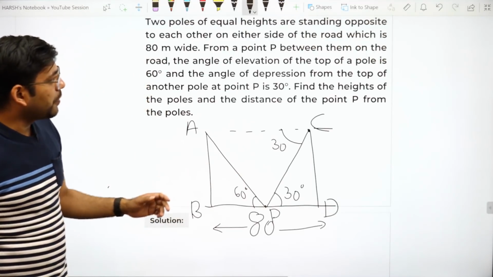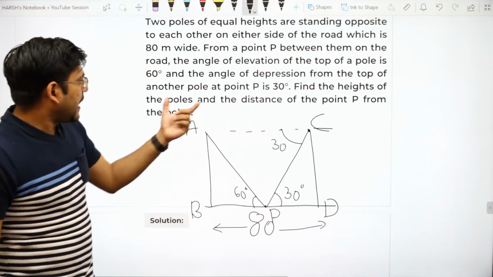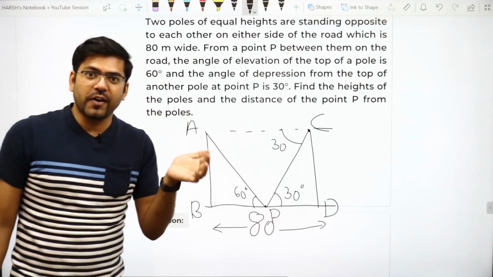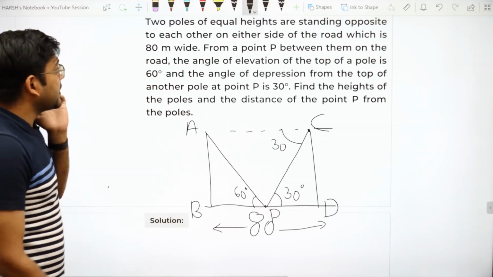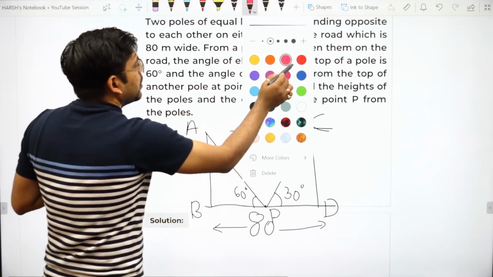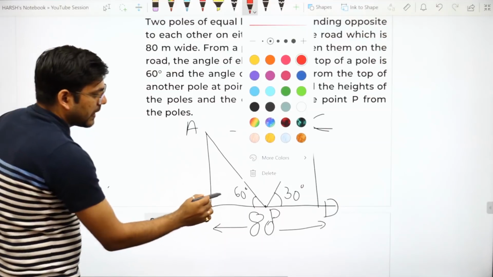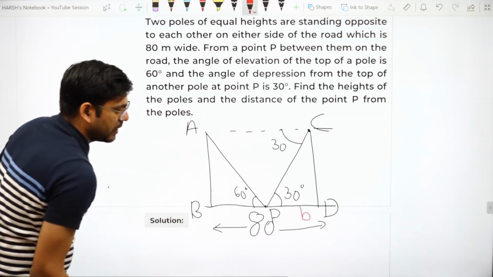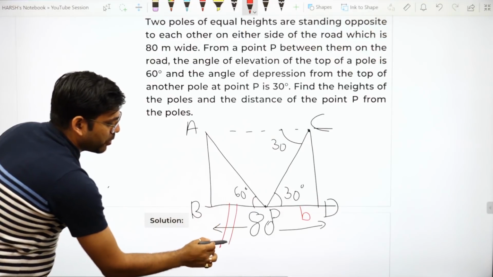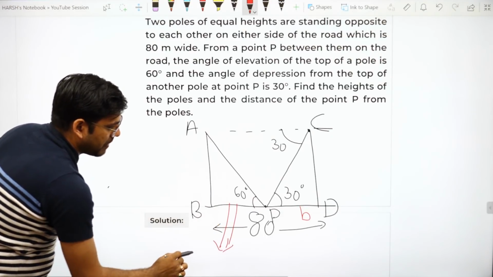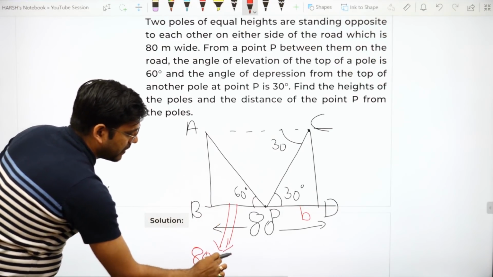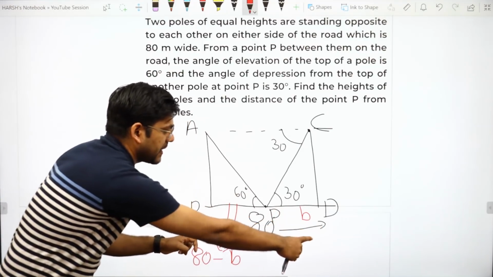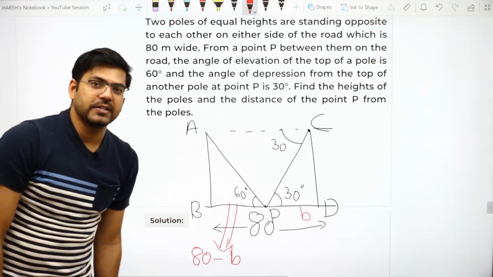Now you have to find the heights of the pole and the distance of point P from the poles. Okay, let's see how to solve this question. First of all, guys, I can assume this as B. Then this BP portion will become 80 minus B. Do you agree with this? If this is B and the complete length is 80, this will become 80 minus B.